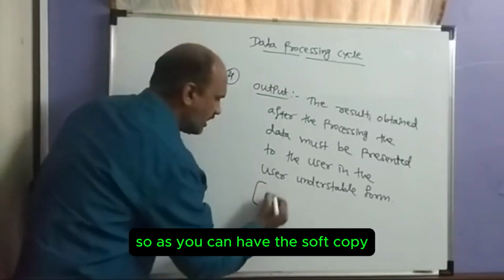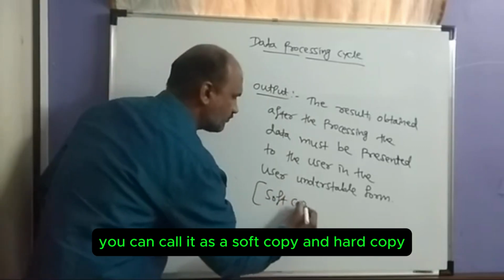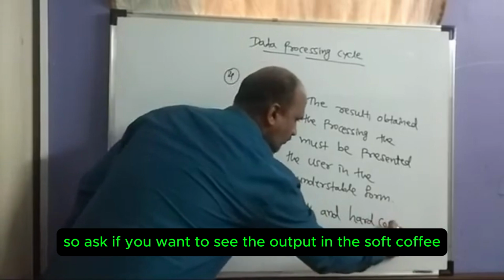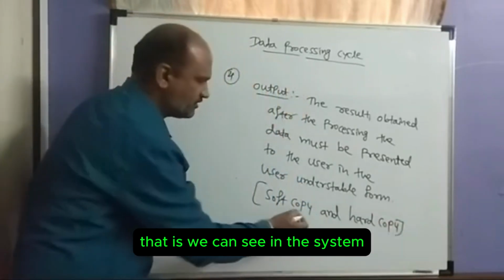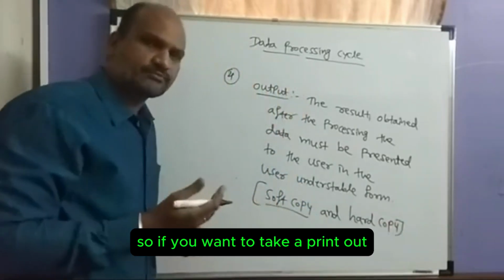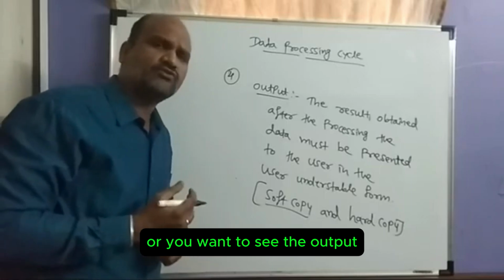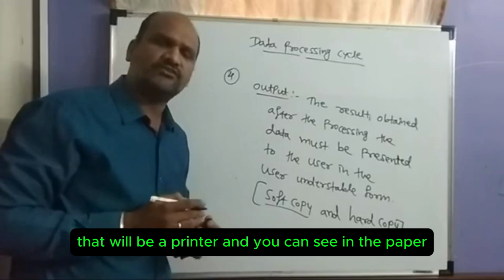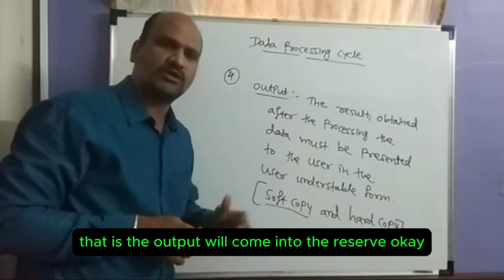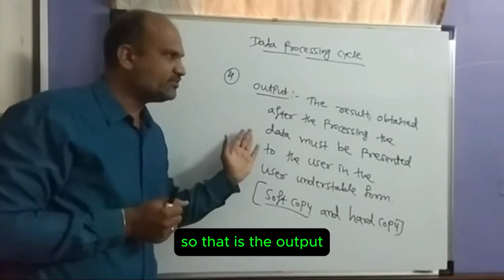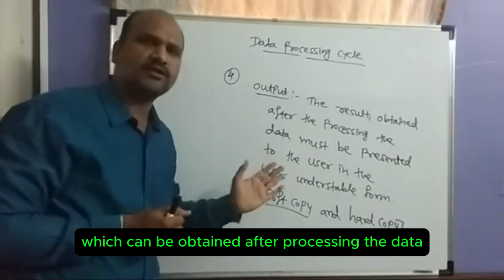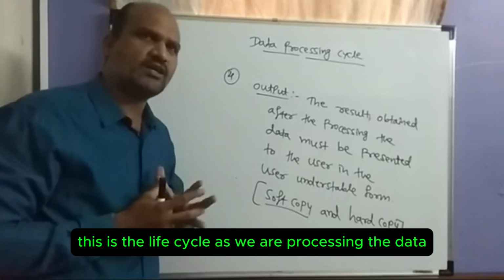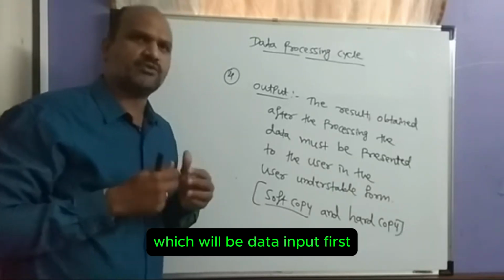So you can call it a soft copy and a hard copy. If you want to see the output as a soft copy, you can see it in the system. If you want to take a printout, that is the hard copy, through your printer, and you can see the output on paper. So that is the output which can be obtained after processing the data. This is the life cycle, as we process the data, starting from the data input.